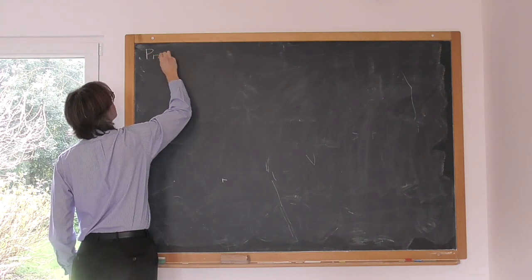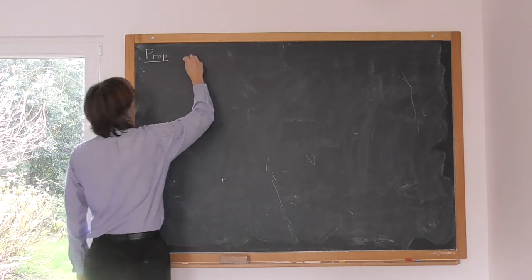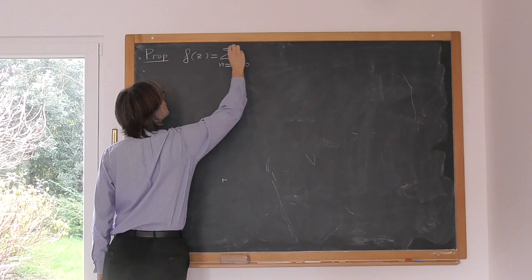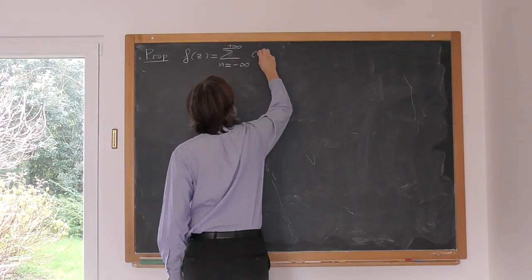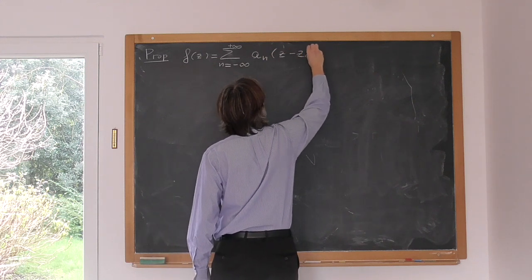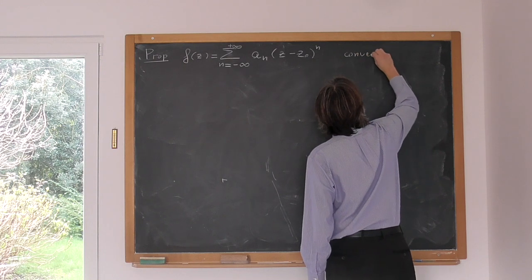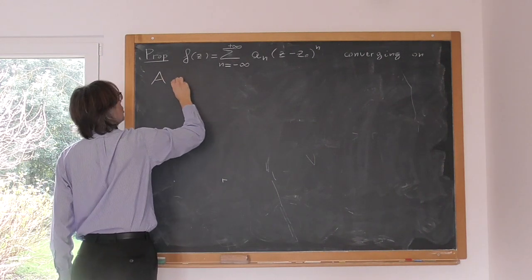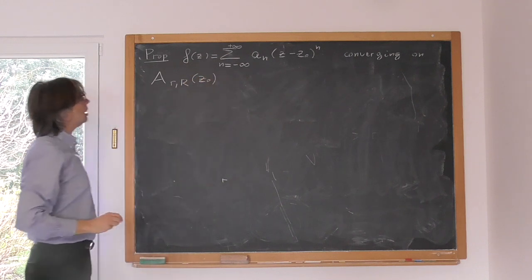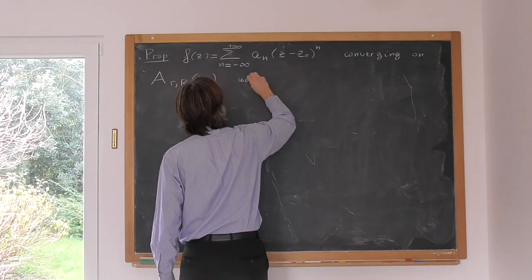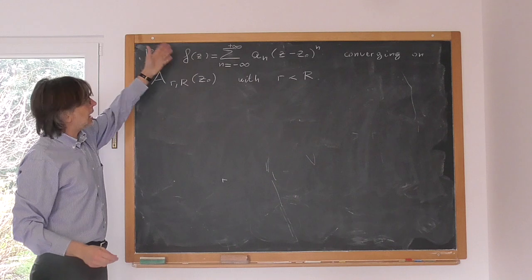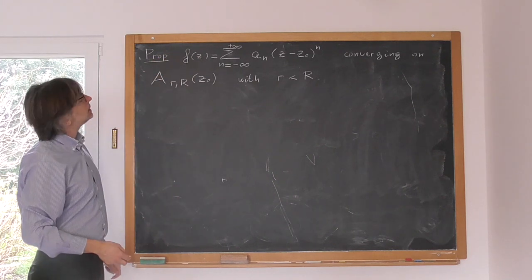What we prove is the following proposition. So we consider a Laurent series f of z equal sum n from minus infinity to plus infinity of a n times z minus z0 to the power n. So this is a Laurent series, and assume that this is converging on some annulus, small r, big r, centered at z0 with small r strictly less than big r. So we are considering a Laurent series which does converge somewhere in some non-trivial annulus.